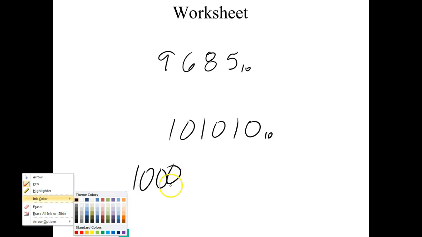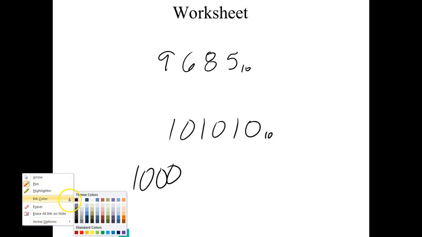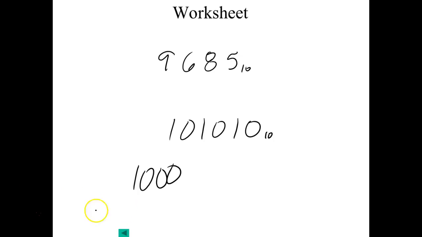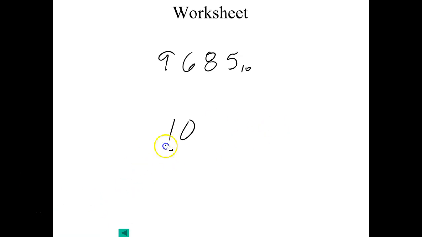Could you write down the binary for 9685? I mean, not the binary, the BCD. If I want to do the binary, what would I have to do? No, I need the BCD for 9685. But what would I have to do for binary? 1, 2, 4, 8, 16, 32, 64, right?